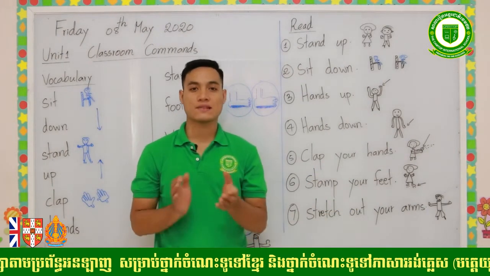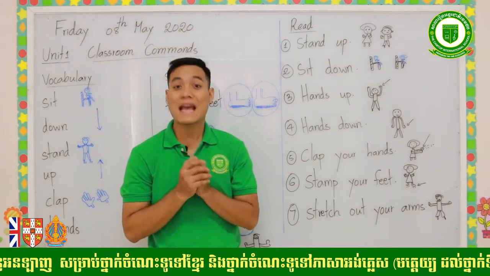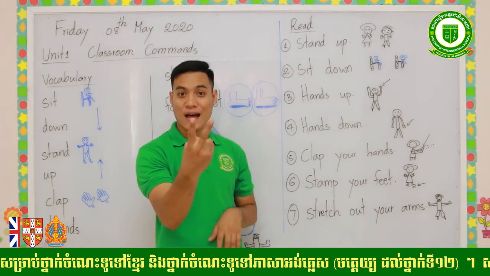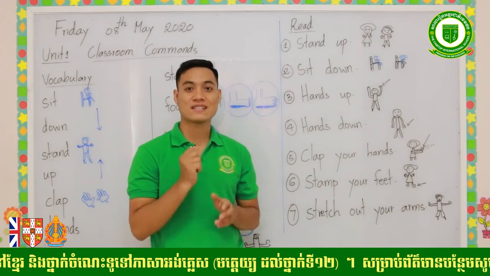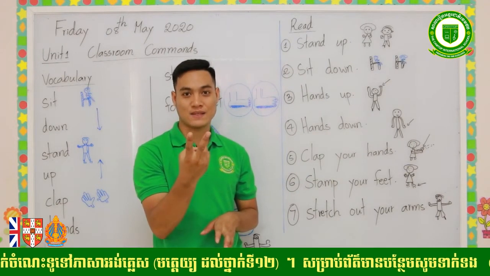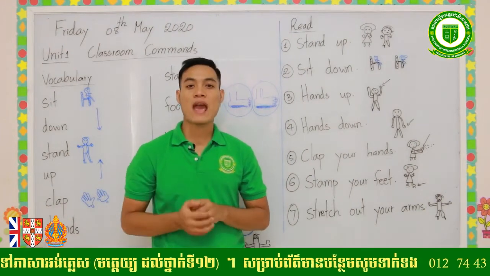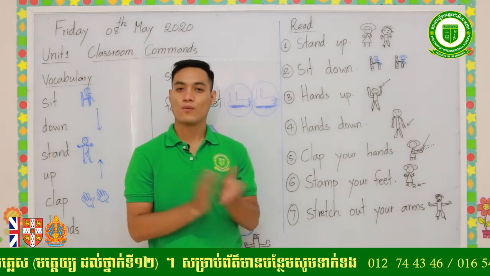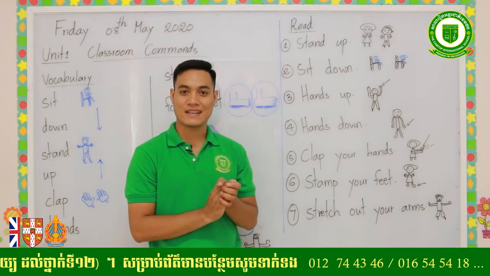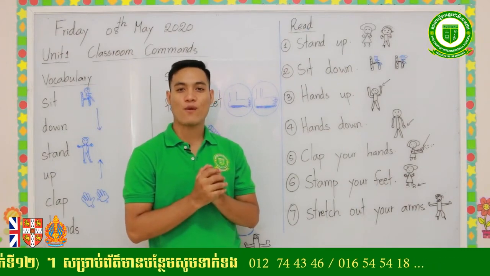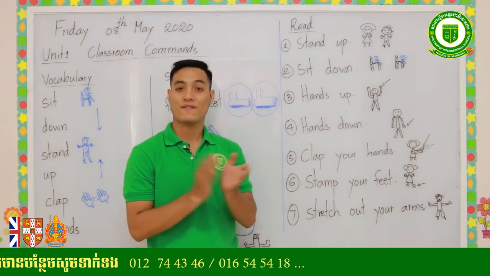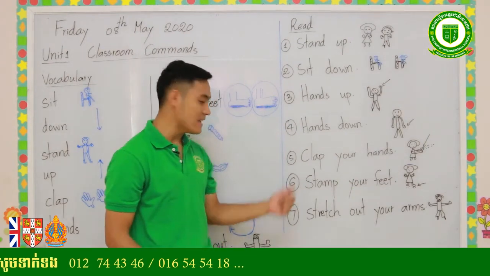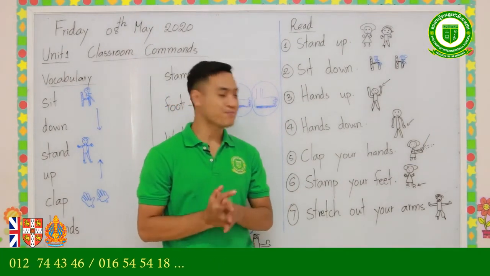And number five is clap your hands. So when your teacher says, clap your hands two times, one, two. A teacher says, clap your hands three times, one, two, three. Again, clap your hands five times, one, two, three, four, five. Okay, so number five is clap your hands.